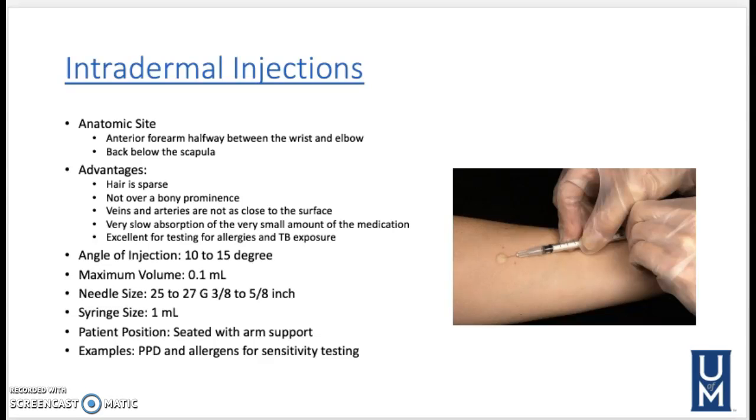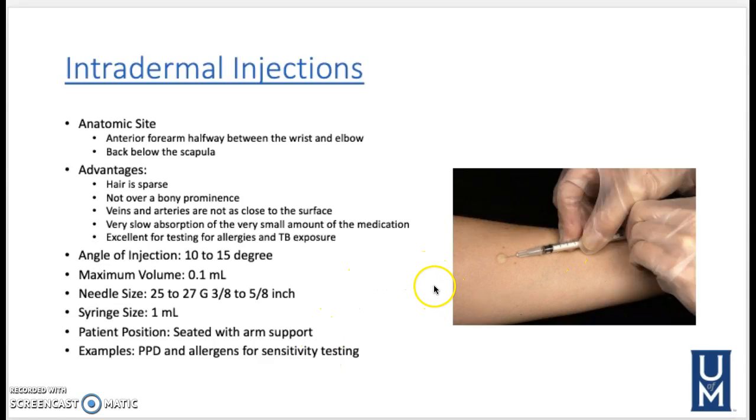So where do we give intradermal injections? They are going to be given anatomically on the anterior forearm, halfway between the wrist and the elbow. So in our picture here off to the right hand side, we can see that this patient, their bend of their elbow is going to be around here, and their wrist is going to be about here. So they're using this anterior area of the forearm.